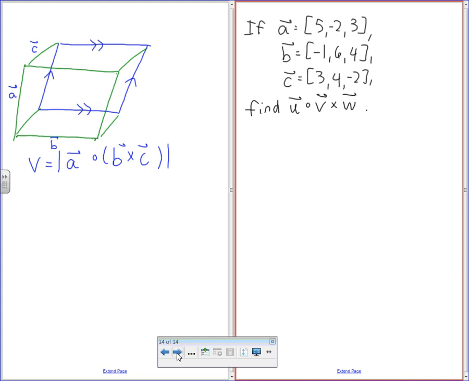So what you're going to do right now is you're going to follow order of operations. What's the first thing I'm going to do? No, cross first. Thank you. Cross before dot. So do B cross C first. Once you have that, dot that with A.